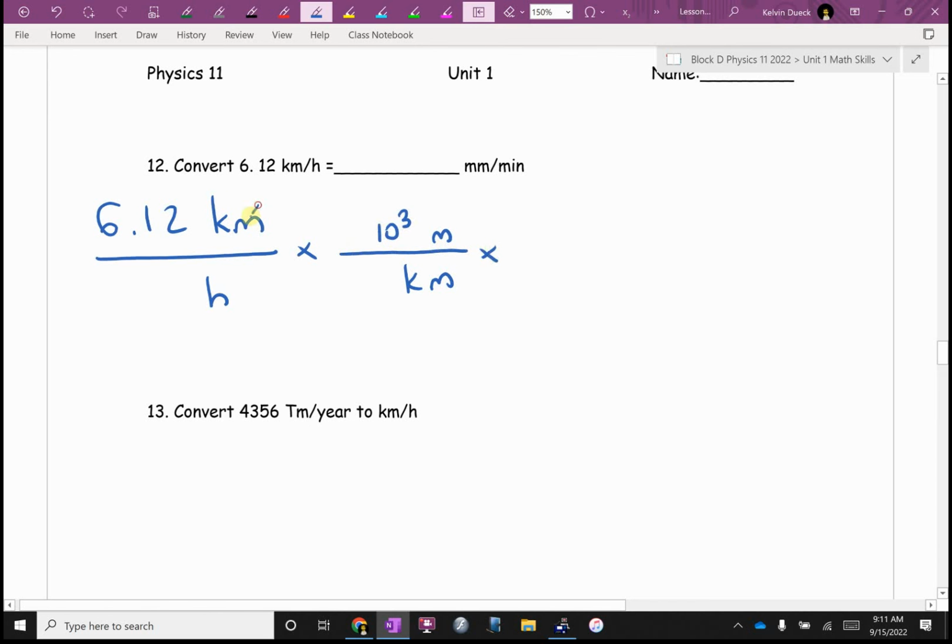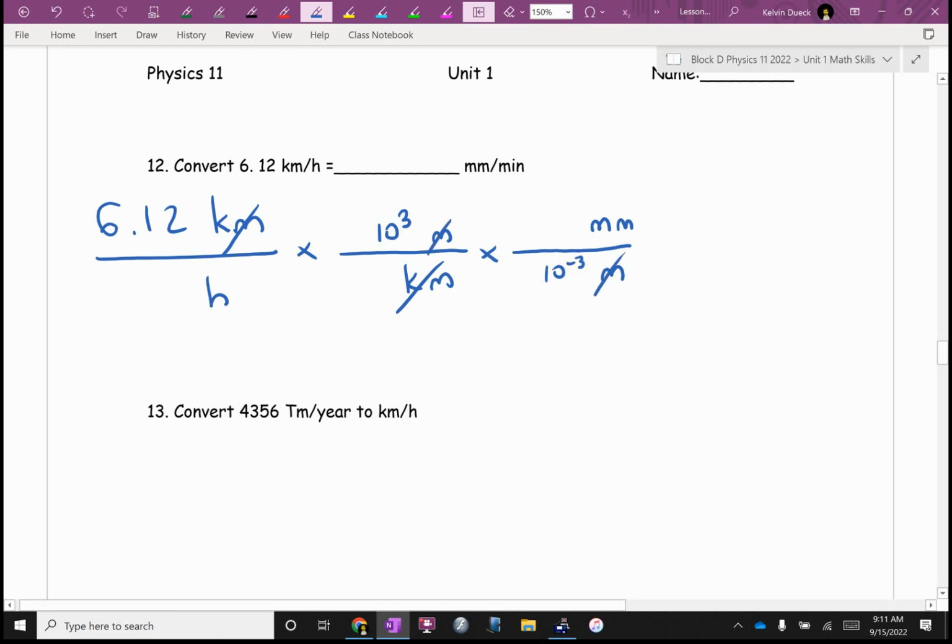Now, if we stopped here, we'd be in meters. But what do we want to be in? Millimeters. So meters cancels, millimeters on the top. But again, we need to bring in the 10 to the... Milli is 10 to the... Where's that going to go? Yes. Okay, now we're in millimeters per hour.